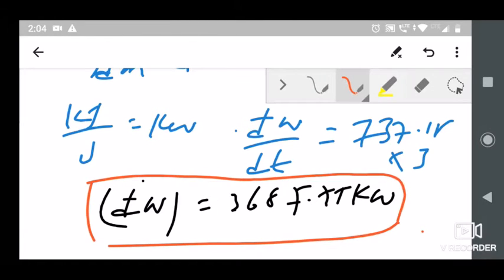Okay, so this is positive work, work done on the system, positive work.